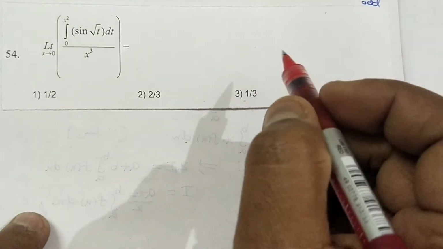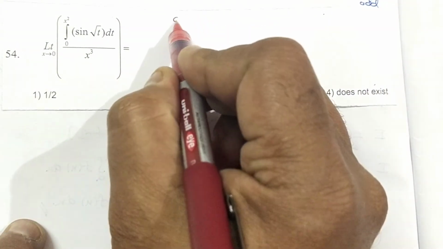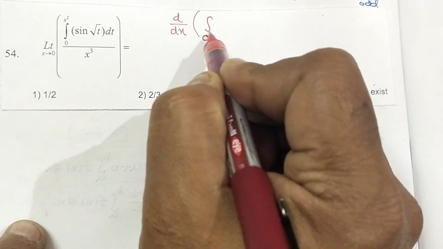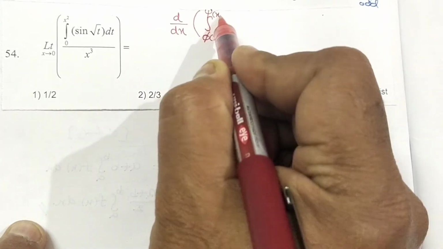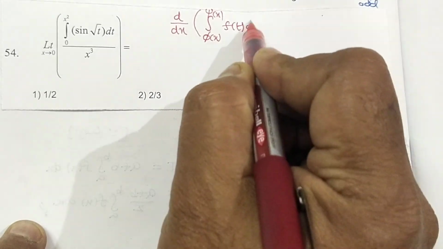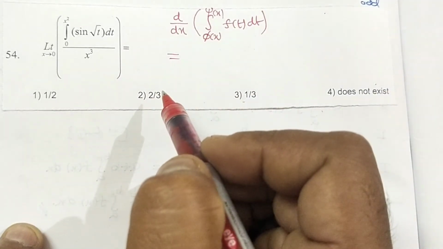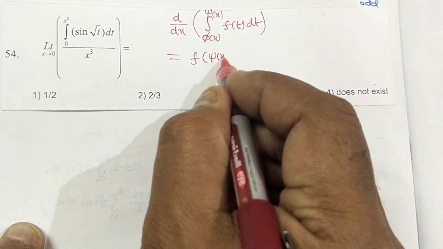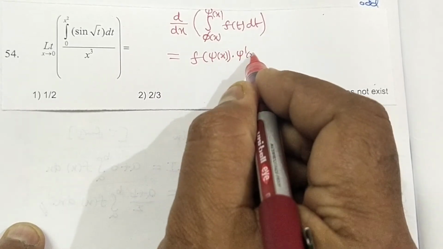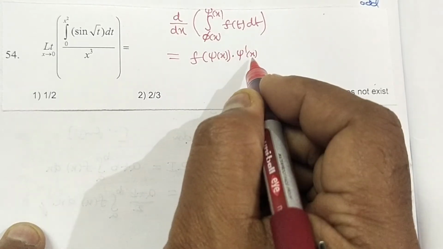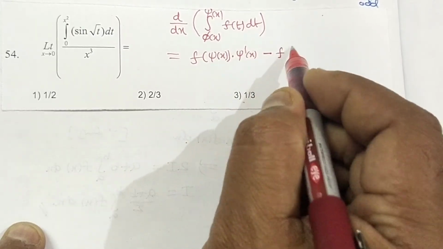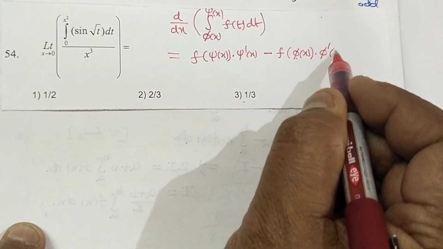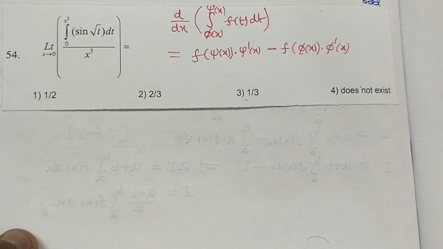What is Leibniz formula? Here I will write that. Whenever you are differentiating d by dx of the integral from phi of x to xi of x of f of t dt, the answer is: f of, in place of t, the upper limit xi of x, into xi dash of x, whose derivative we take for the upper limit, minus f of, in place of t, the lower limit phi of x, again into phi dash of x. That's what we have to do in the first step.